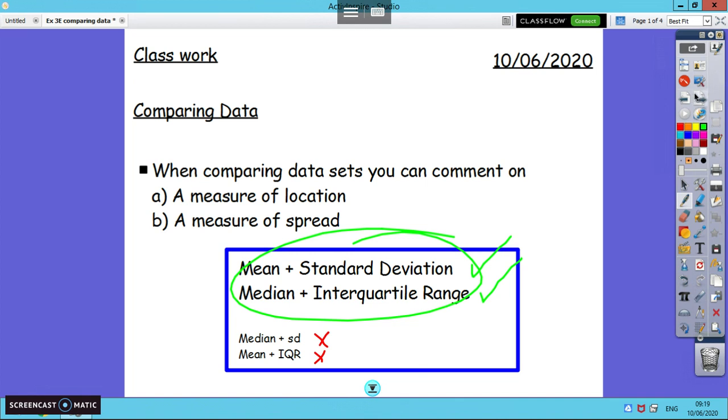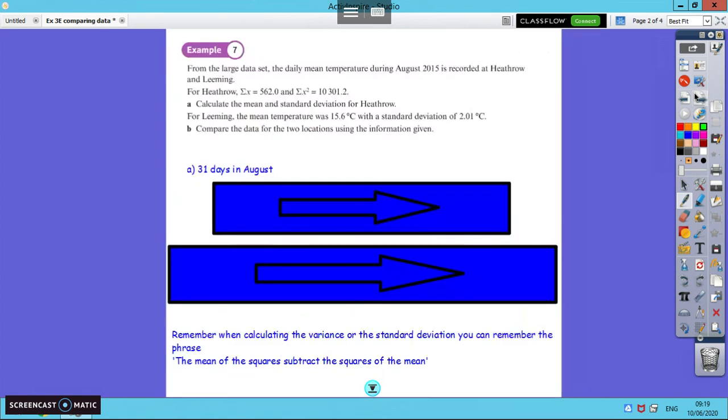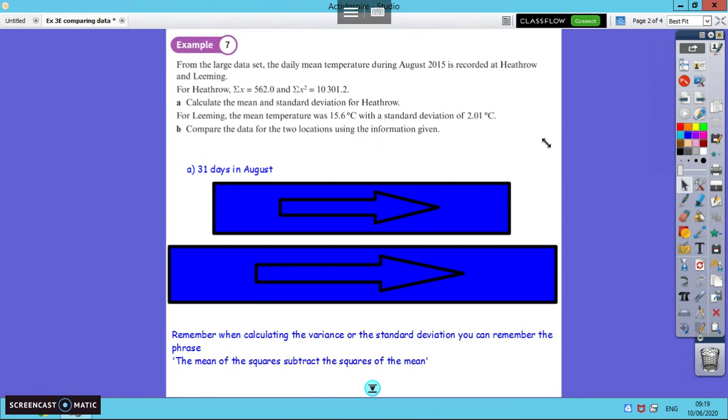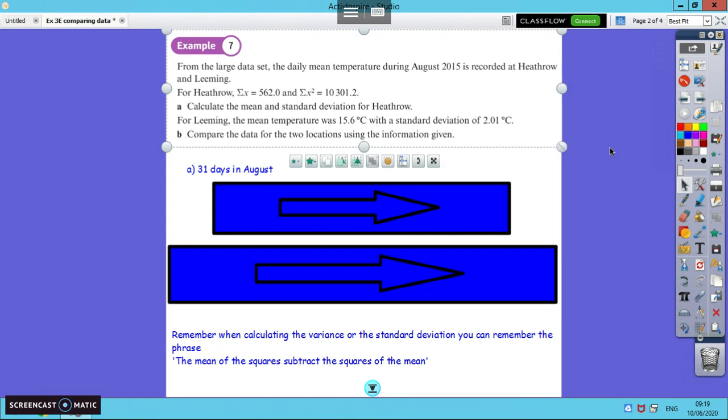And obviously the question that you're given will tell you or indicate to you which ones you should use. So here's your first example, and your only example for today. It's from the book, so you can get this out in front of you if you've got your book. And we can get ready to go.